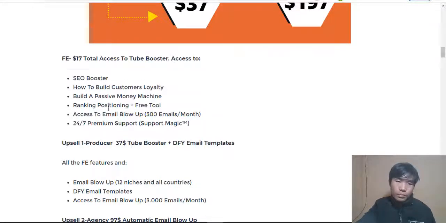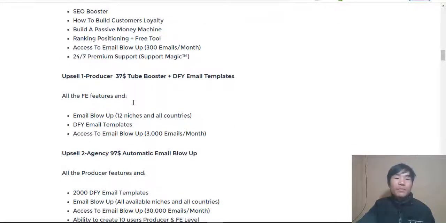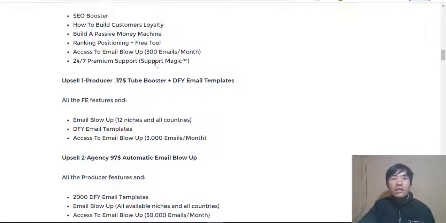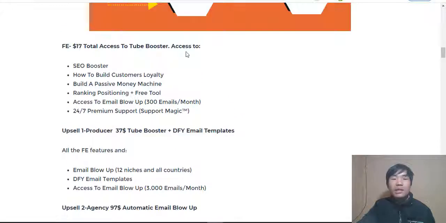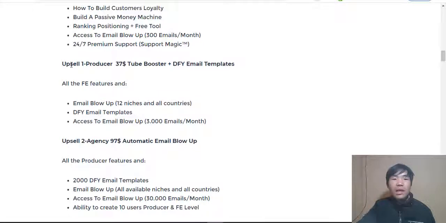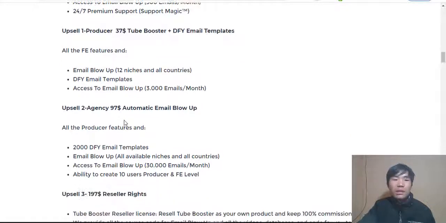And they have a few upsells. Upsell number 1 here, this is the product, and this product is $37 to boost. Don't forget Timber play. So after you purchase it like this, you can upgrade to here. I think this is good.